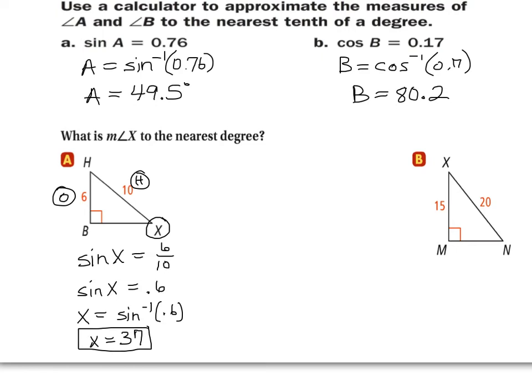Okay, what I want you to do here for letter B is go ahead and do this problem. Hit pause, do this problem, and then come back to it and see if you get it correct. Very similar to letter A. So see if you can do that.